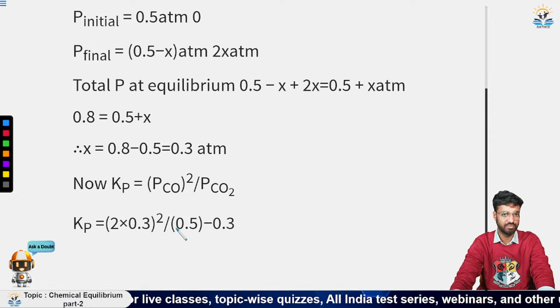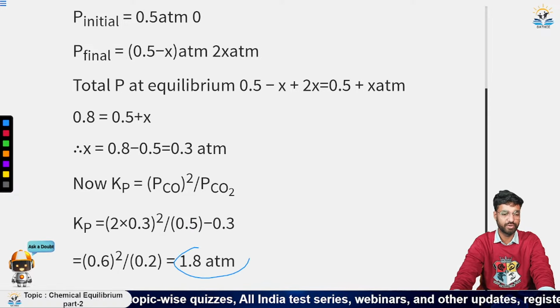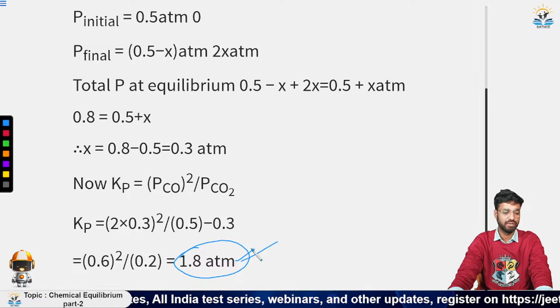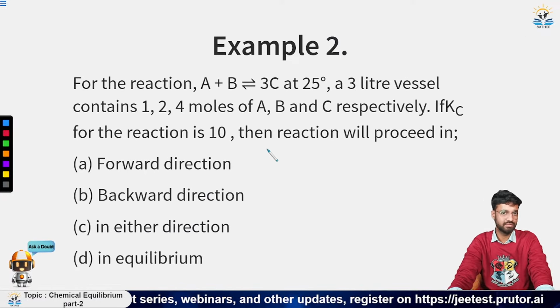Then Kp, we know the formula. If we calculate it, we get 1.8 atm. That is the final answer. Okay, so let us move to the next question.